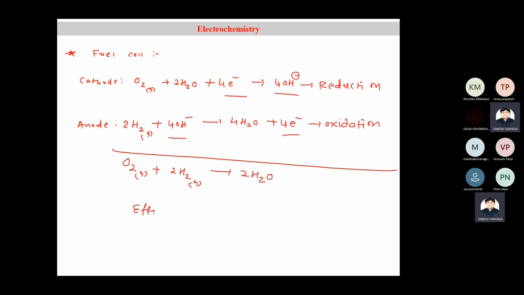It is a highly efficient cell. The efficiency of the cell is 70%. This is called the fuel cell. Which reaction takes place at the anode and which at the cathode in the fuel cell may be asked in the exam. Many times this is very, very important.